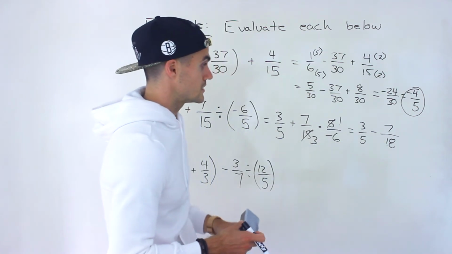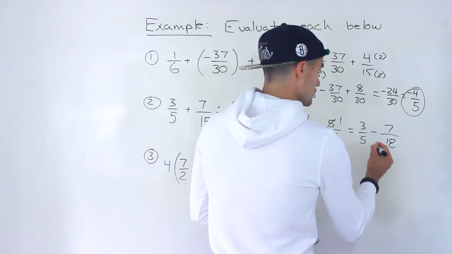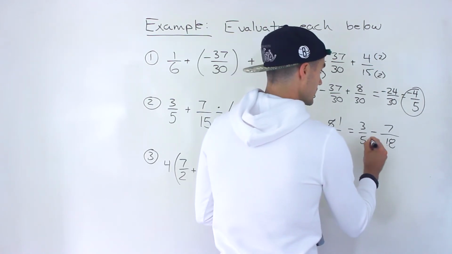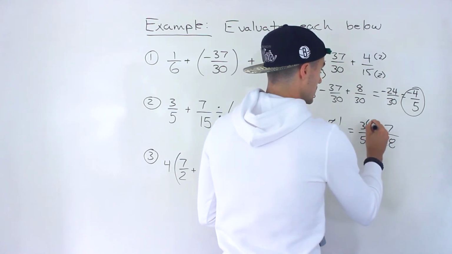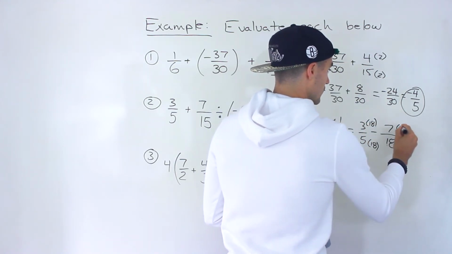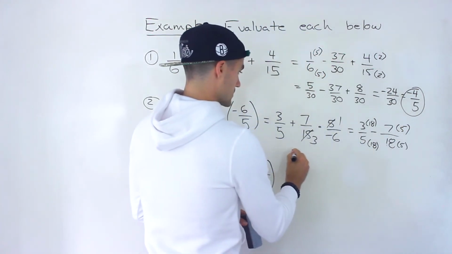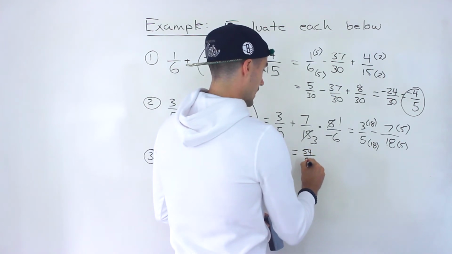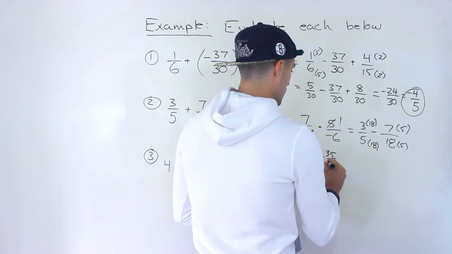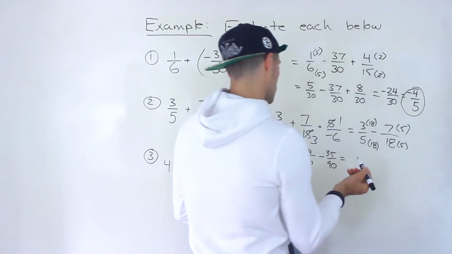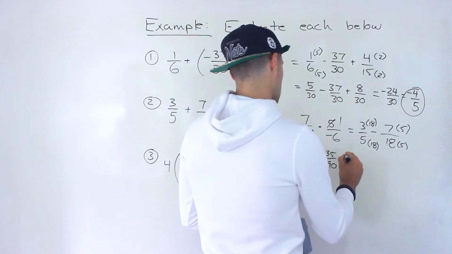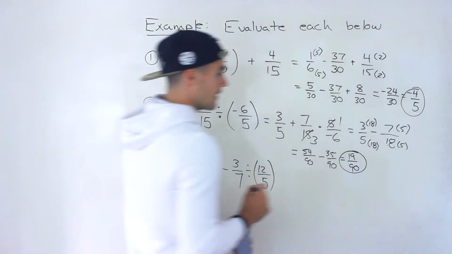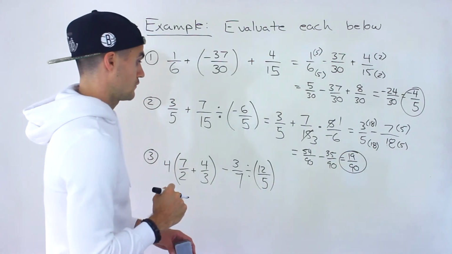negative 7 over 18. Then from here, you just subtract these two fractions, and the common denominator between these would be 90, right? We multiply this by 18, and then we multiply this by 5. And so, if I continue this here, we'd end up with 54 over 90 minus 35 over 90, and this would give us 19 over 90, and then that doesn't simplify any further.